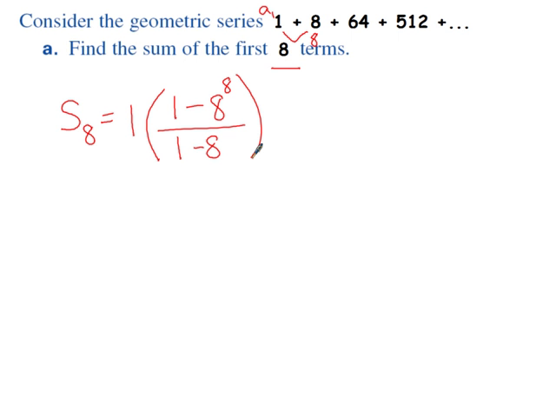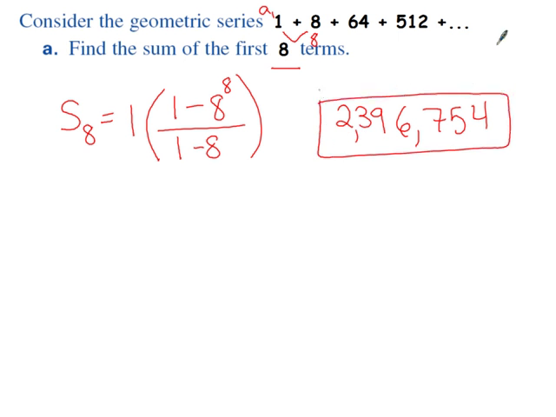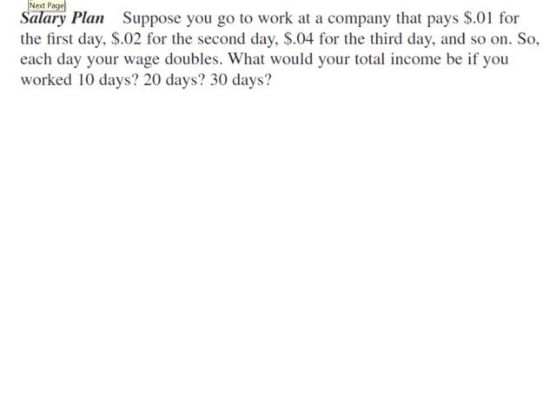And then I'll multiply that by 1, and I get 2,396,745. Okay, again, that would be finding all the way to the 8th number, cutting it off, and adding those 8 numbers up. Pretty big number, but think, again, we're talking about growth with a growth factor of 8. So exponential growth of 8.